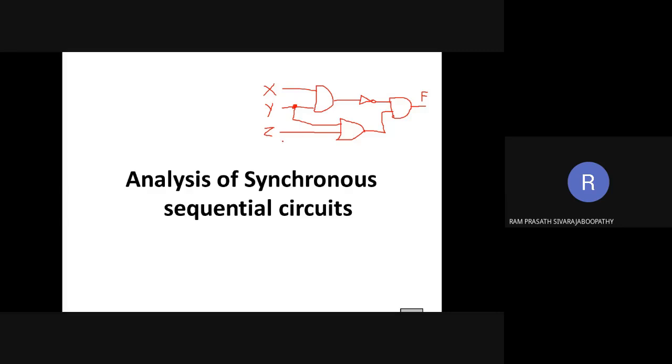What I am asking is how this circuit behaves. It can be represented with the help of a truth table. So what we will do? X, Y, and Z are the inputs, and the output is F. We have only a single output. So these are all the inputs, and here we will have the output. So the behavior of the circuit can be understood.